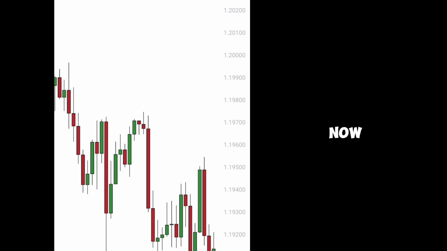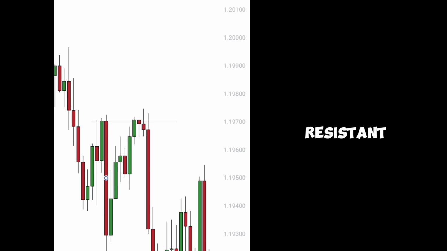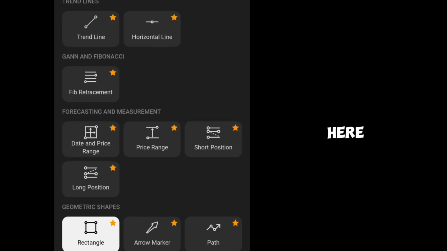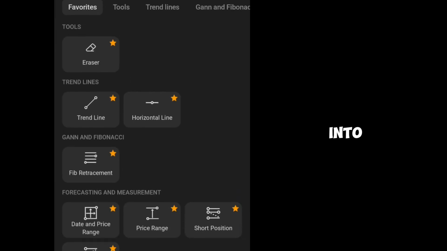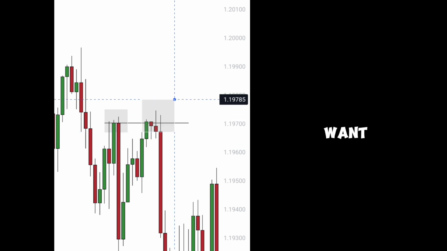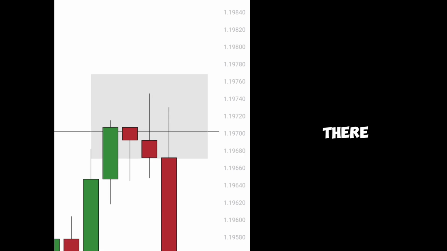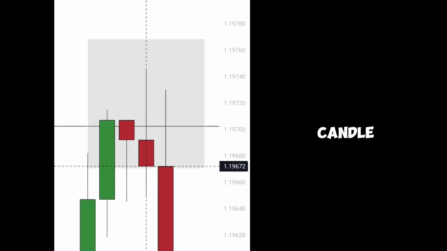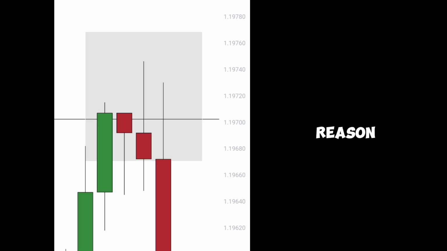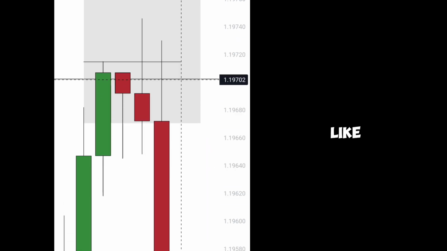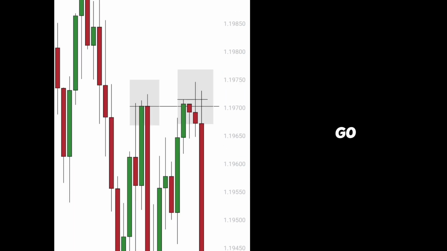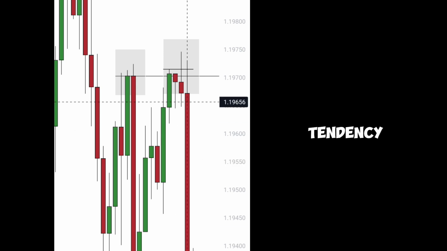Okay, in this case now, let's imagine we are trading a resistance area. This is a resistance area, so we see that the market got into this area right here, and then we also got into this area right here. Now, one thing I want you to pay attention to is this candle right there. I really love this candle for one reason: it takes out the previous high. So when you see the market taking out a previous high, especially on resistance areas like this, there's a tendency for it to go downwards.